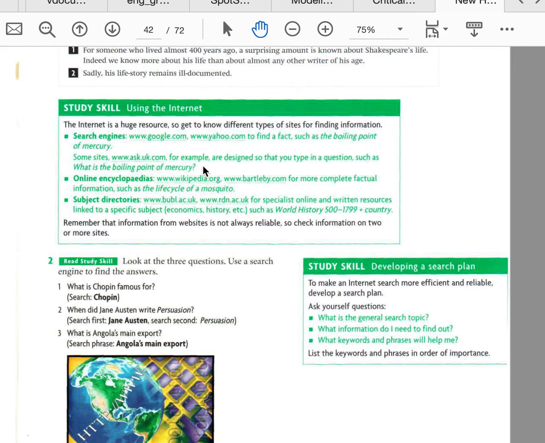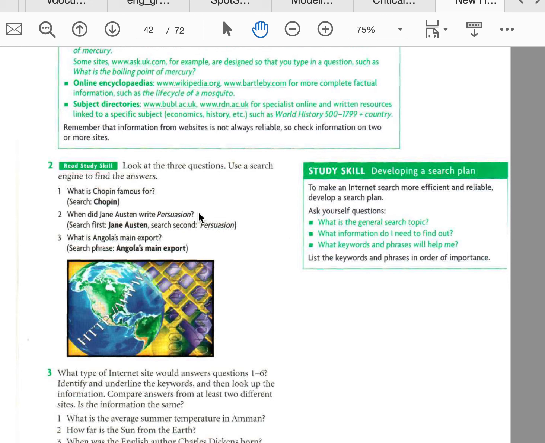Subject directories like www.pupl.ac.uk or www.dictionary.com. These are some of the online dictionaries. You can use them in daily life to find the definition of something, or to find the meaning of some word you come across.